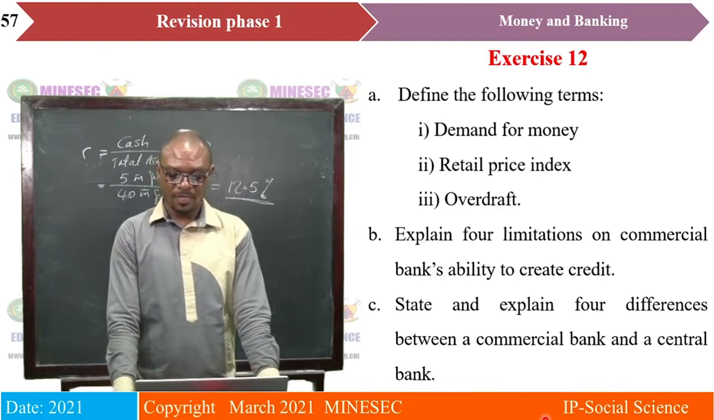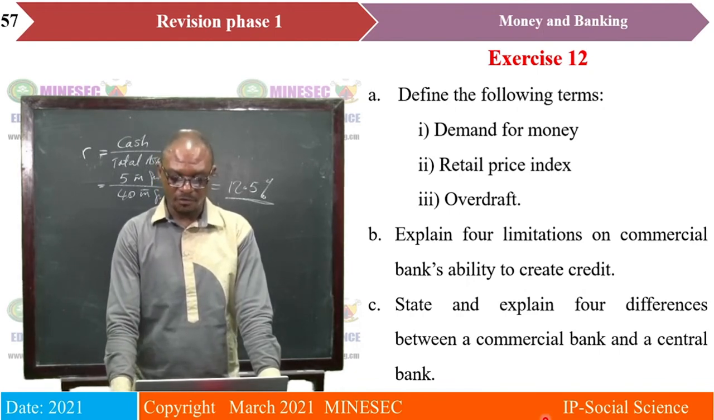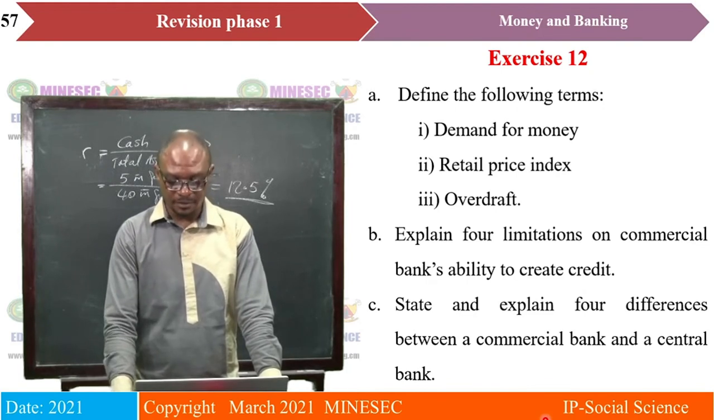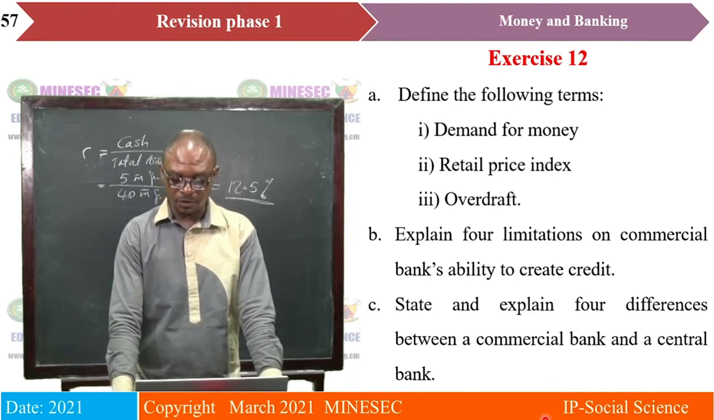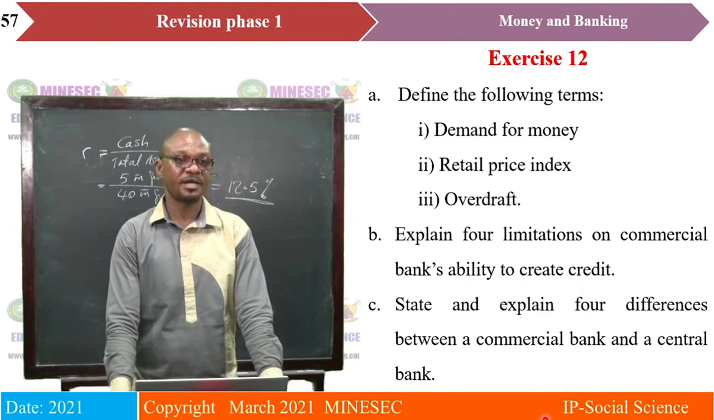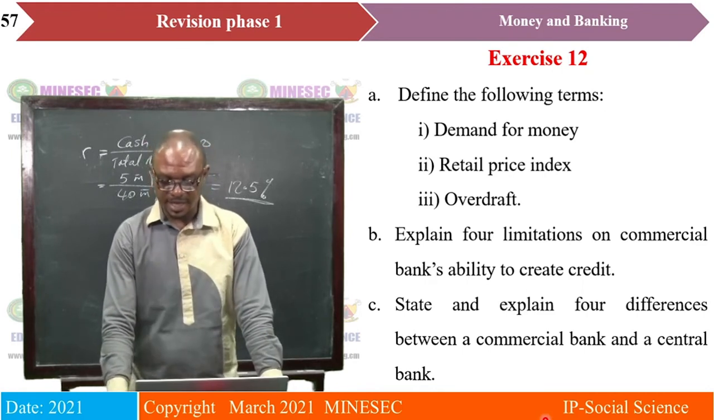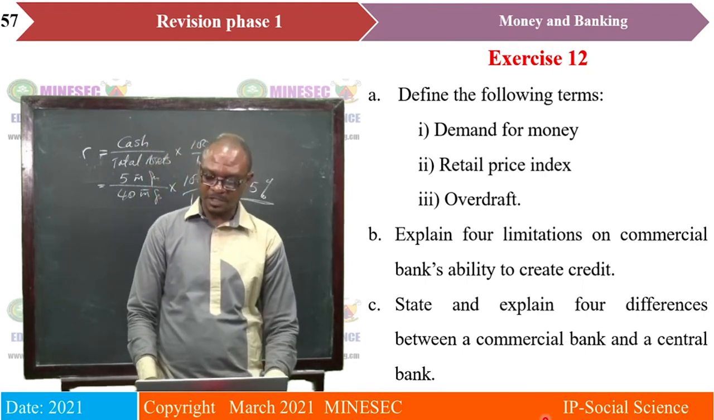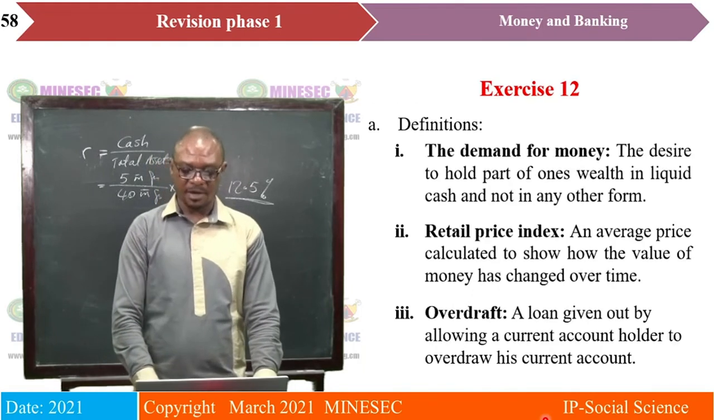Exercise 12. A, define the following terms: demand for money, retail price index, overdraft. B, explain four limitations on commercial banks' ability to create credit. And C, state and explain four differences between a commercial bank and a central bank.